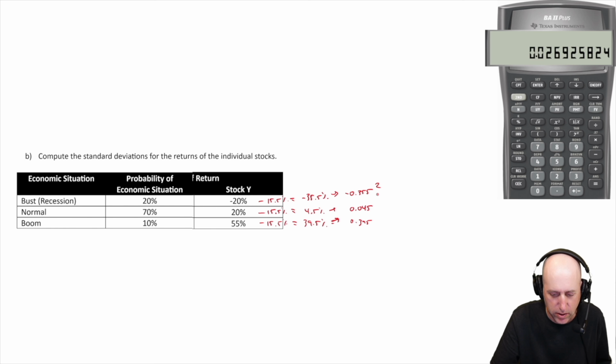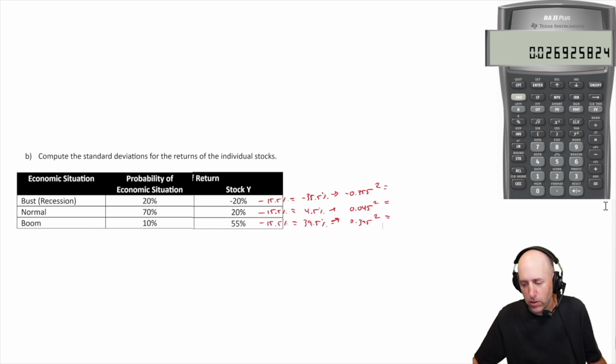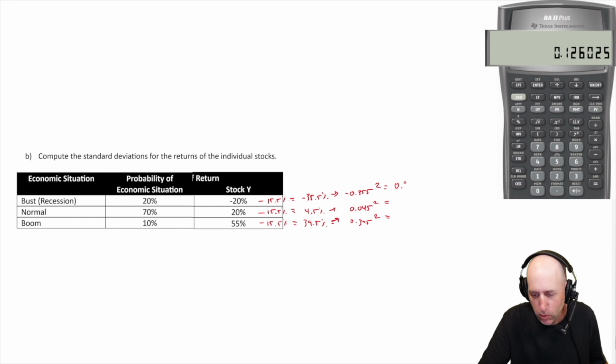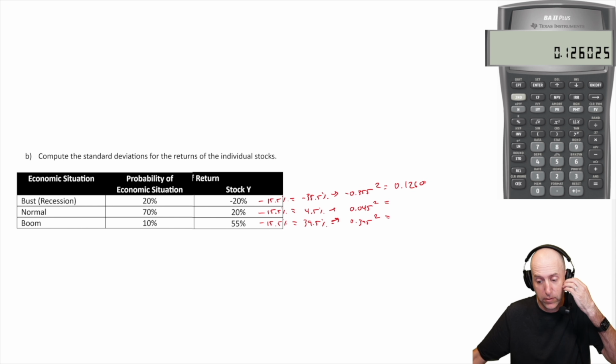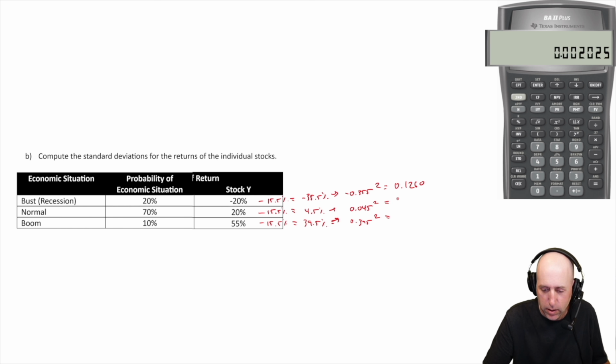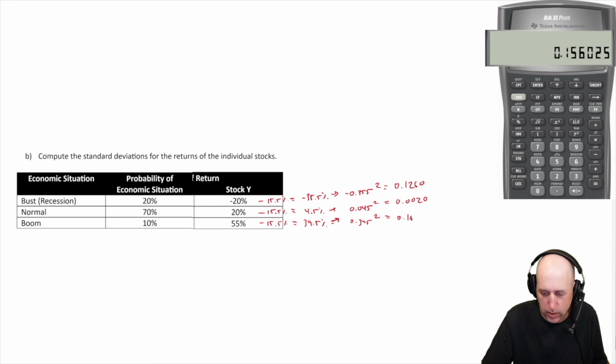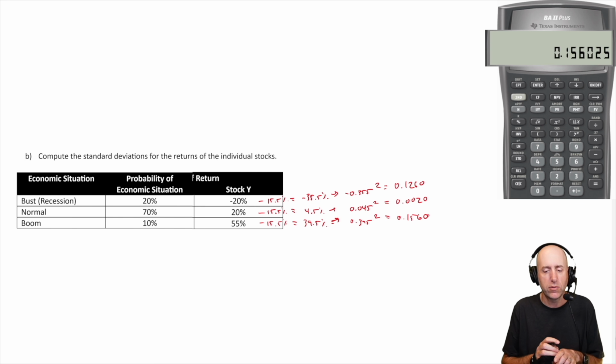The reason I say it doesn't matter is because we're going to square them, and so negative numbers become positive when squared. So 0.355 negative squared is 0.126. I'll just stop after 4 digits. 0.045 squared is 0.002, and 0.395 squared is 0.156. Okay, so we've squared the differences.